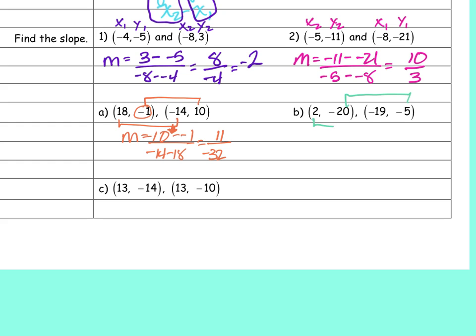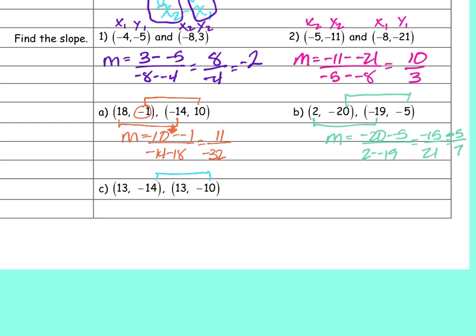And then here's B. And we got m equals negative 20 minus a negative 5 over 2 minus a negative 19, which is going to be negative 15 over 21, which I can simplify because 3 goes into both of those numbers. 3 goes into negative 15 5 times, 3 goes into 21 7 times. So my slope should be negative 5/7. And somebody simplified, so that's good. I saw one person.